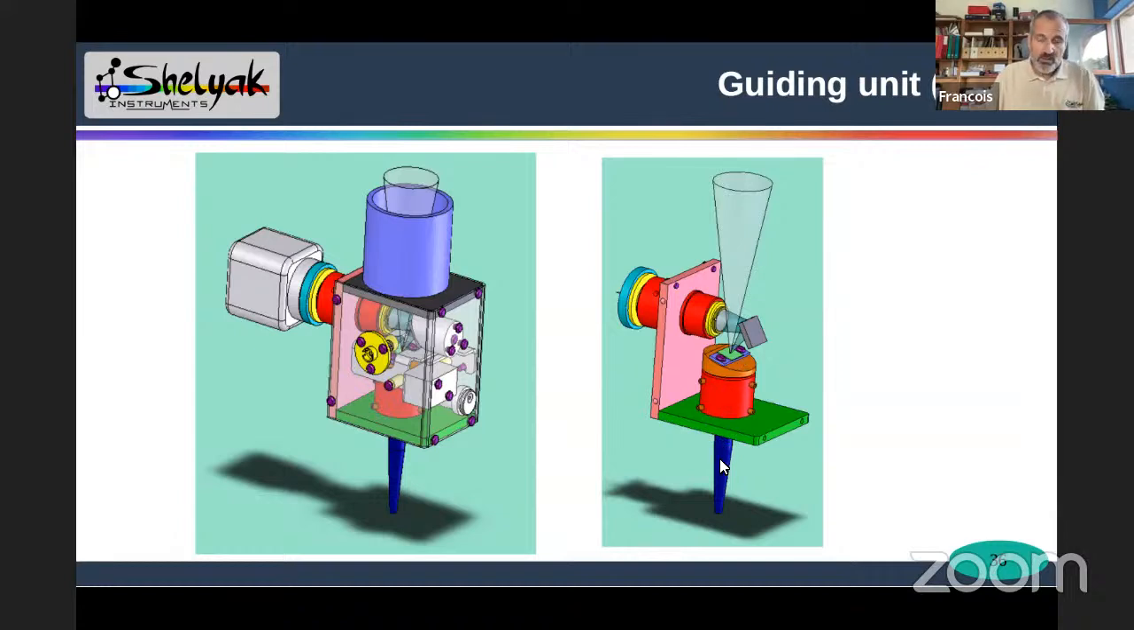fiber, and this is where we have to align very precisely the hole and the fiber, and this is done by these screws here. But this is a very precise tuning.